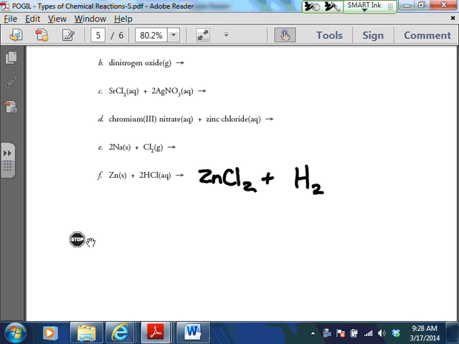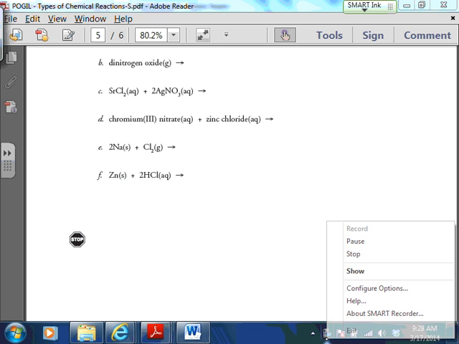Now we have to balance this. They kind of started it for us. Actually, did they finish it for us? Yeah, all you have to do is put that 2 right there. They were nice enough to put that there for you. Okay, that's single replacement. Now we're going to move on to double replacement. Actually, let me pause this for a second and take a breath.